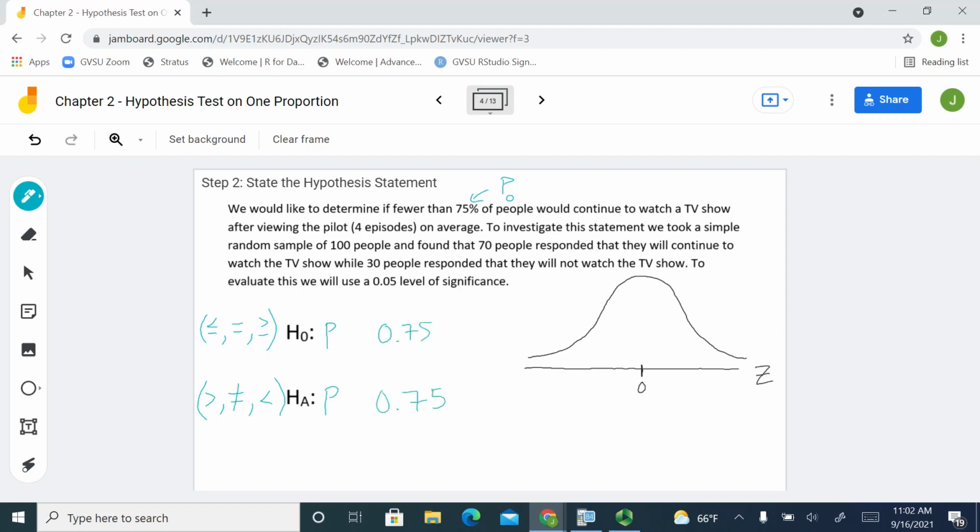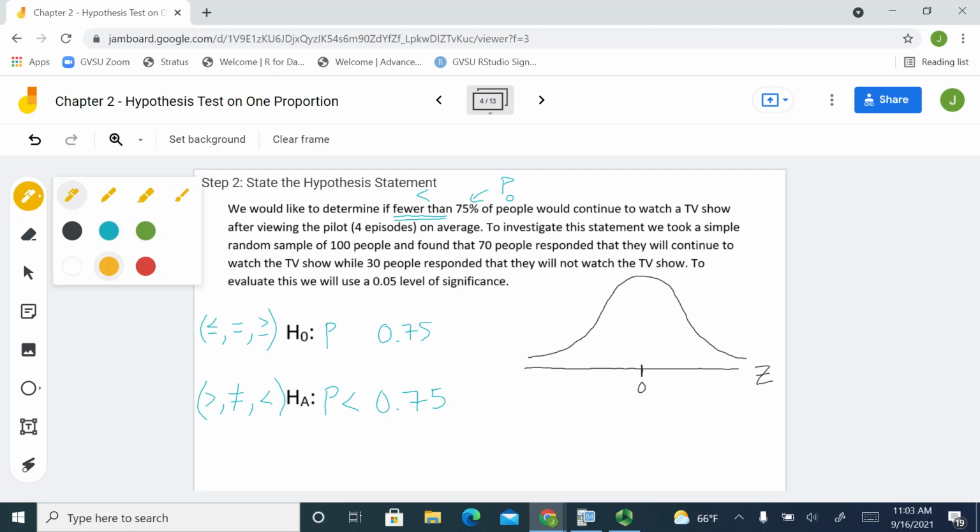The last thing that we need to do is determine how we're going to evaluate that statement. What are maybe the conditions or the criteria for evaluating that? And I'll give you a big hint. If you remember that the symbol that goes in between the P and 0.75 has to be one of these 6 symbols right here. One of these 3 specifically in H sub A and one of these 3 specifically in H sub 0. We can probably look through the problem statement and find the appropriate symbol. And if you read in that first line, it says we'd like to determine if fewer than 75% of people would continue to watch the TV show. That is saying that we're looking at the case where this is less than. And that symbol can only go in the alternative hypothesis.